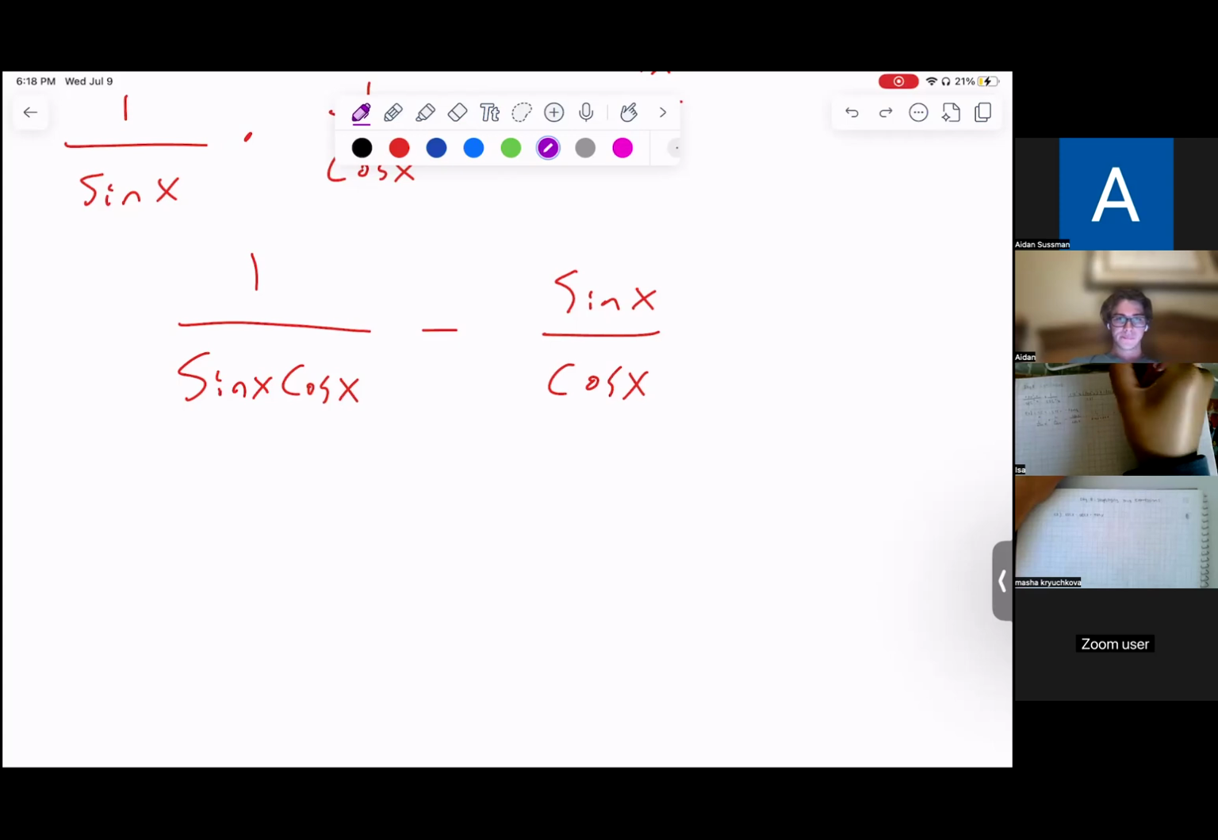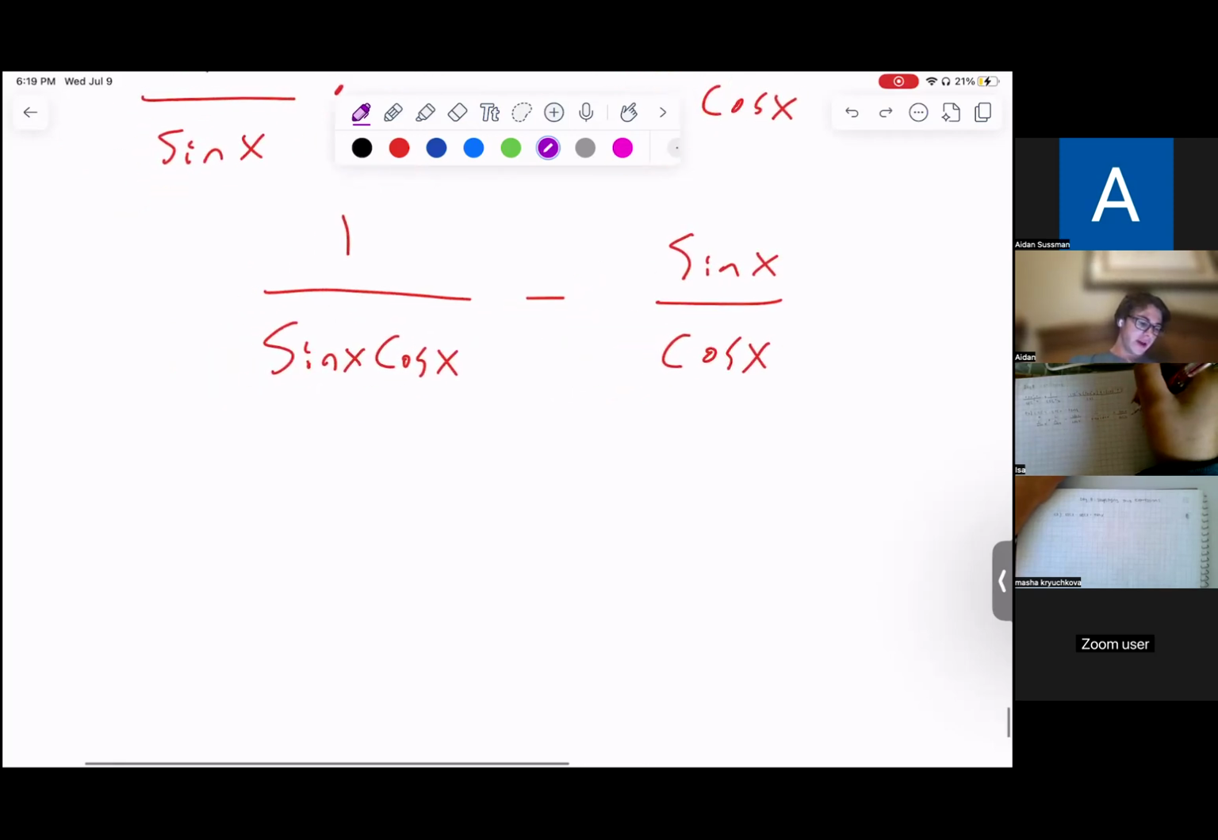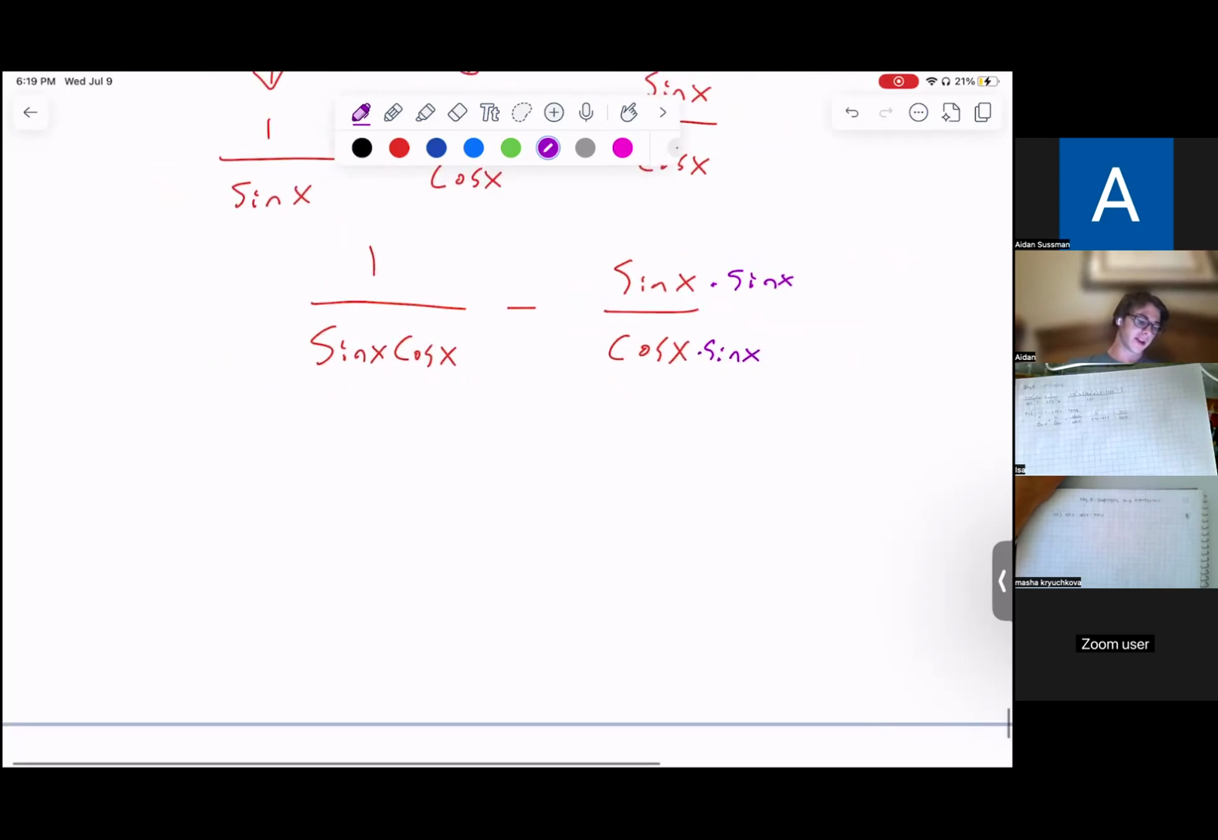Would you have to change the sine to cosecant? Not change it to cosecant. What we're going to do is we see that on the bottom here, it's sine times cosine. Well, what are we missing right here? We're just missing a sine. And if I want to put a sine down here, I have to also put a sine up here. So I multiply the top and the bottom by sine. And now the denominators are the same, right?